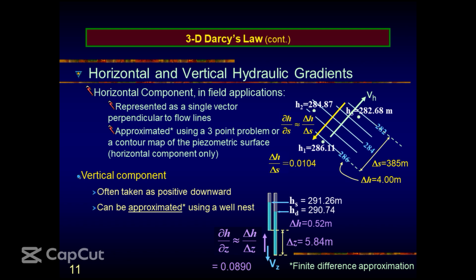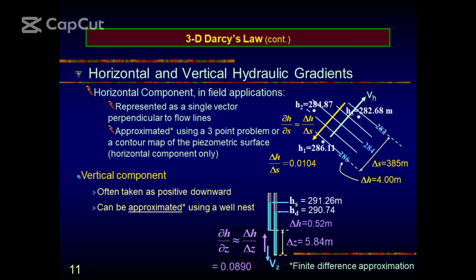So this is the horizontal component for field application. The vertical component, often taken as positive downward. That's for the hydraulic gradient. Often taken as positive downward. Why is it taken as positive downward?